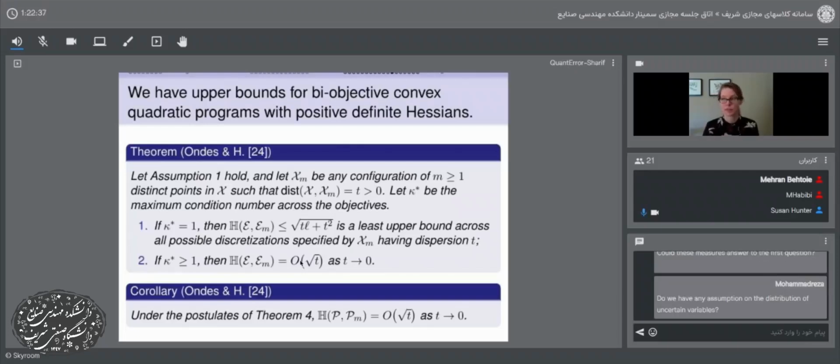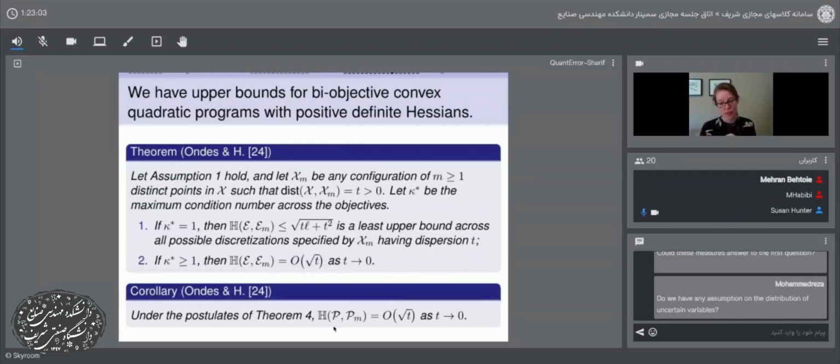There is some resistance in the multi-objective optimization community to using Hausdorff distance because it's considered conservative. And this quantifies at what rate it is conservative. So coverage error is order t, Hausdorff distance is order square root t, at least when we have convex quadratic objectives in the bijective case. So this is a general result.